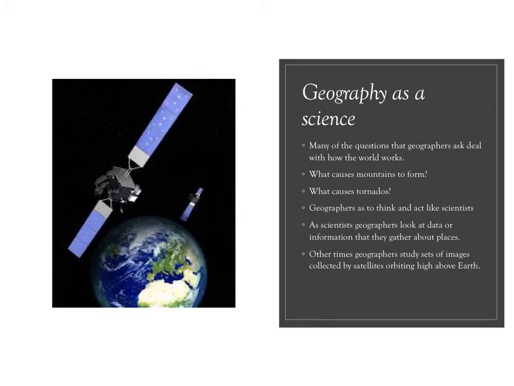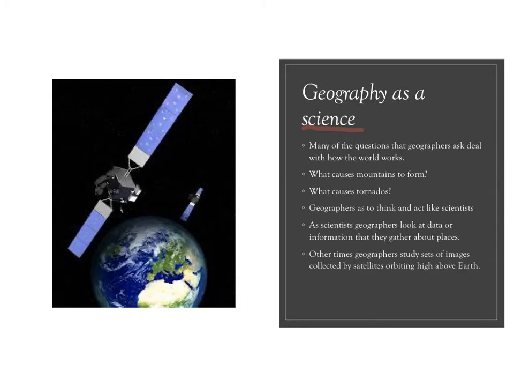So, in the case of geography, geography is also considered a science. Why do we consider geography as a science? Because many of the questions that geographers ask deal with how the world works, or what the causes are, for example, for the mountains to be formed. What are the causes of the tornadoes? Geographers have to think like scientists too.